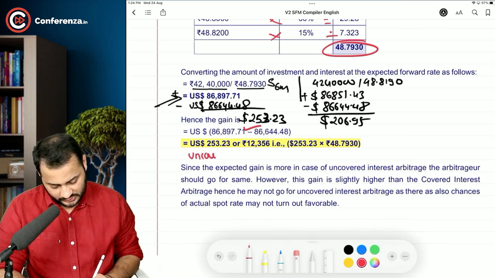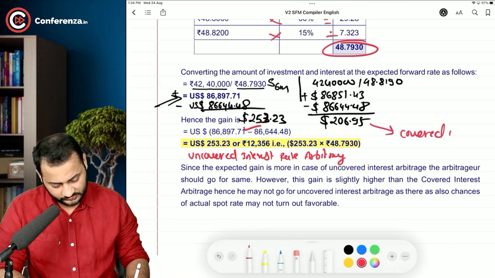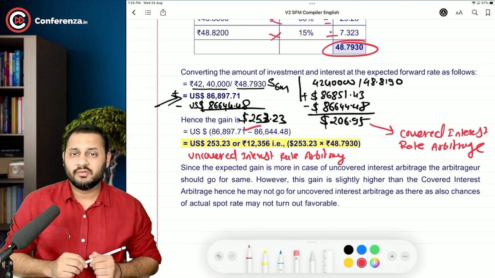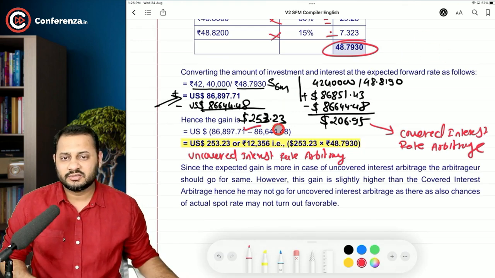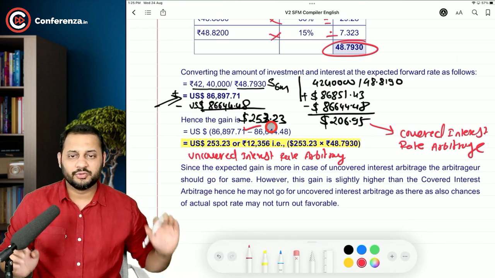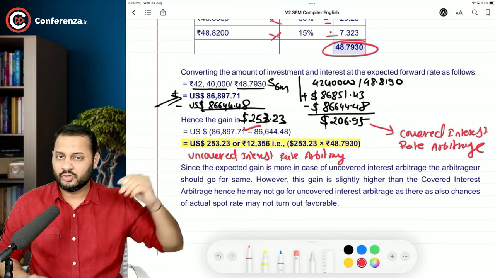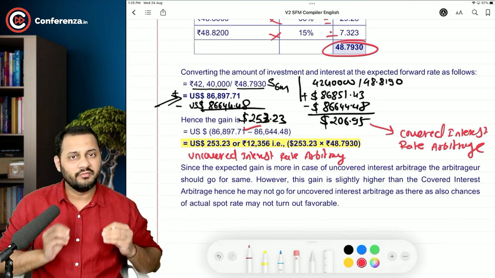This is called uncovered interest rate arbitrage, and this is called covered interest rate arbitrage. Do you get that? But I will tell you one thing. The difference is small, it is almost $207, and this is $253. Mathematically speaking, we should go with the uncovered interest rate arbitrage because the gain is higher in that case. Do not take the forward contract, leave it to the spot rate.